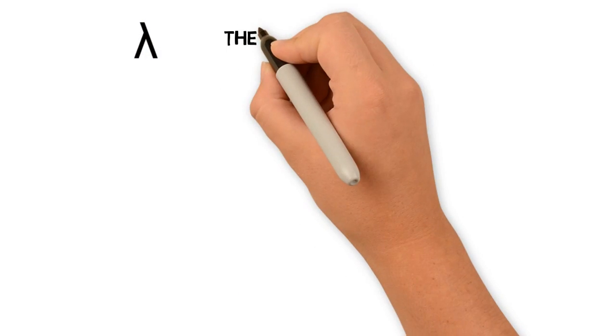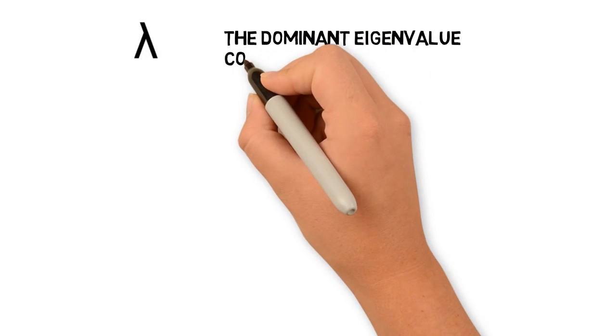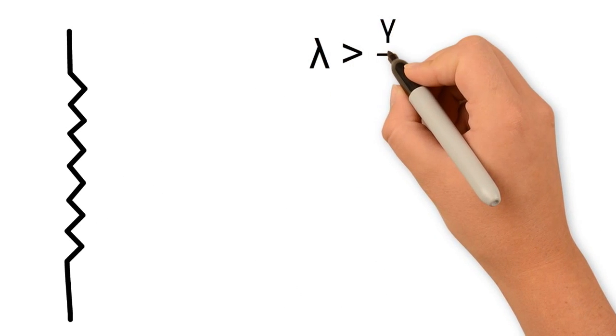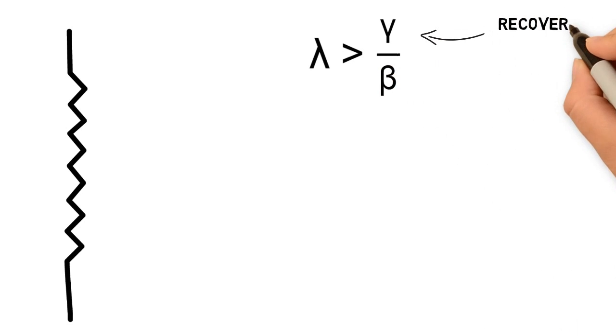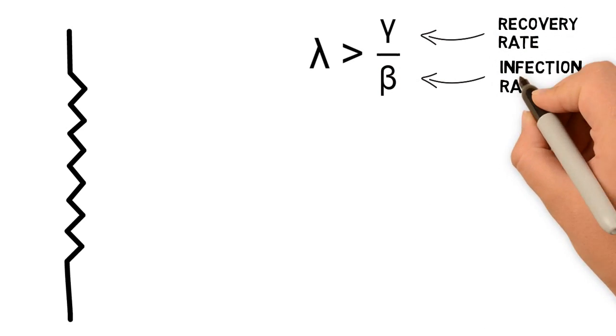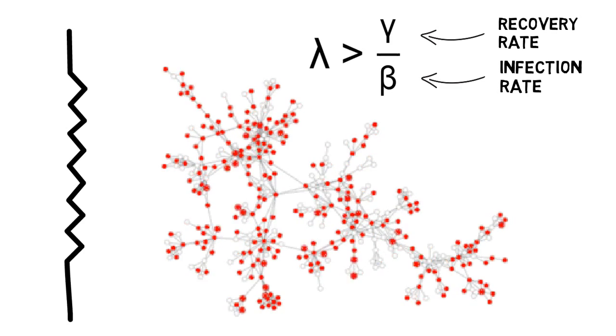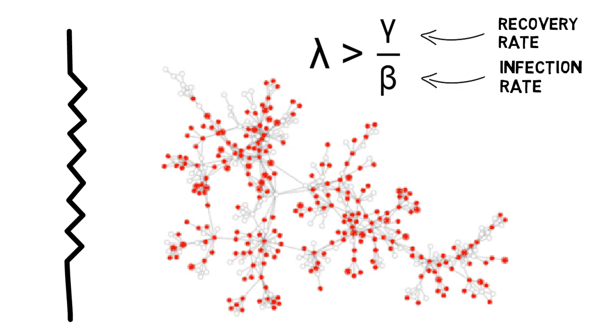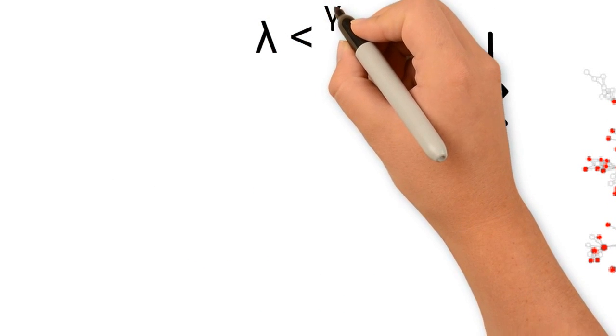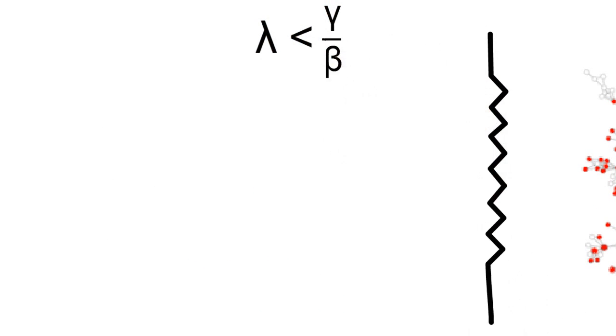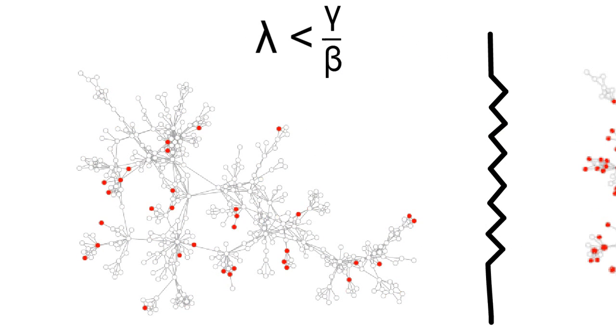The dominant eigenvalue of the network's adjacency matrix controls the dynamics of the system. When the dominant eigenvalue is larger than the ratio of the recovery rate and the infection rate, the epidemic spreads and the network is infected. In direct contrast, when the dominant eigenvalue is smaller than this ratio, the epidemic decays until it is eradicated.